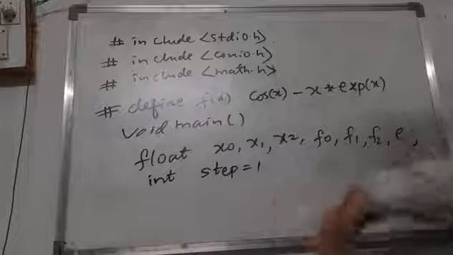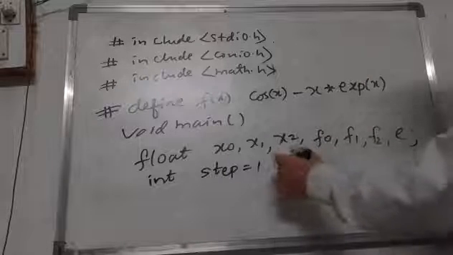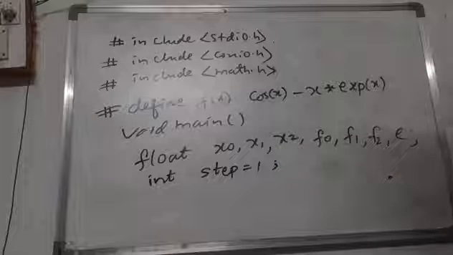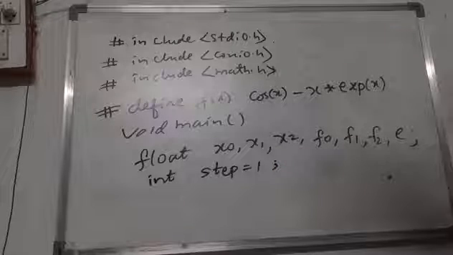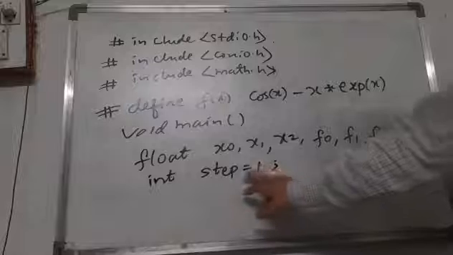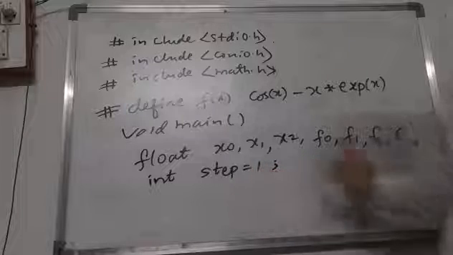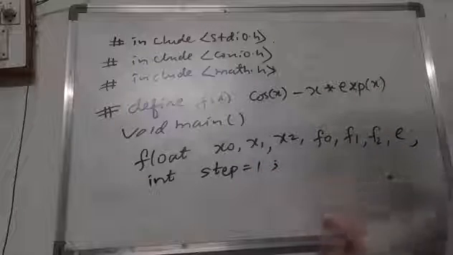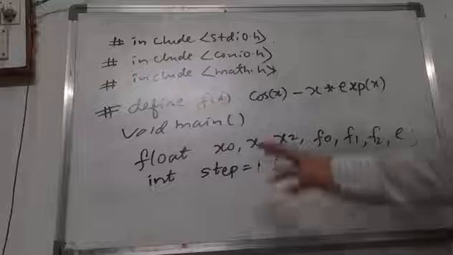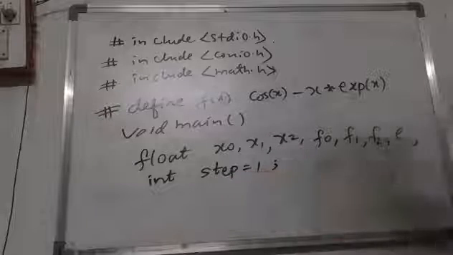Each step, how I am doing that, will be displayed. So for that reason I am taking an integer data type, that is step equal to 1. I am initializing this value. If I do not initialize step equal to 1, it will take some garbage values that are not suitable for our program. So for that purpose I am initializing step equal to 1, right?